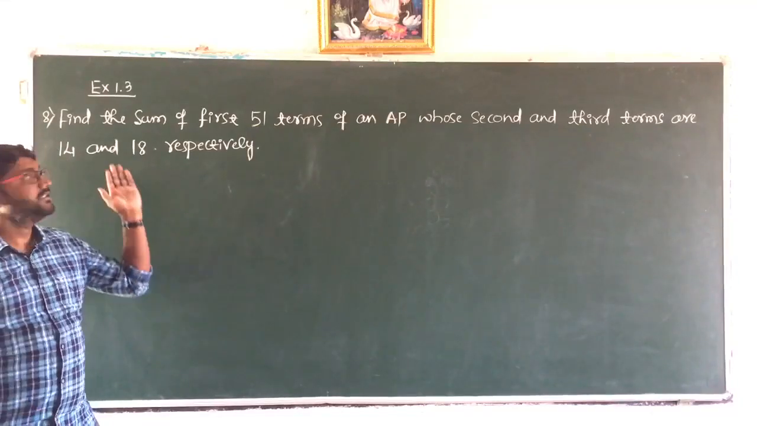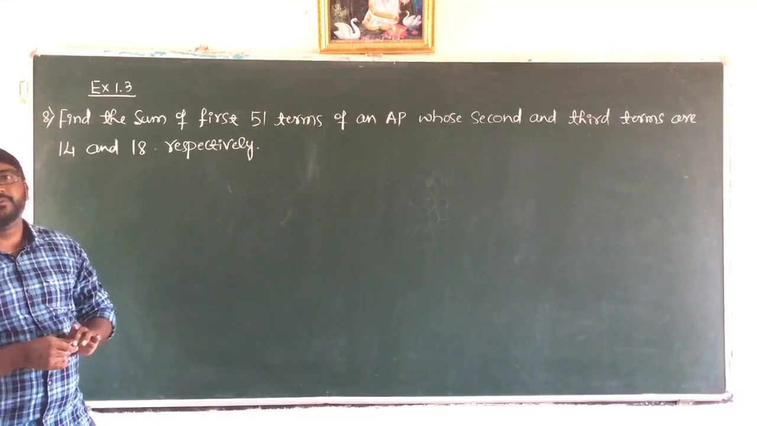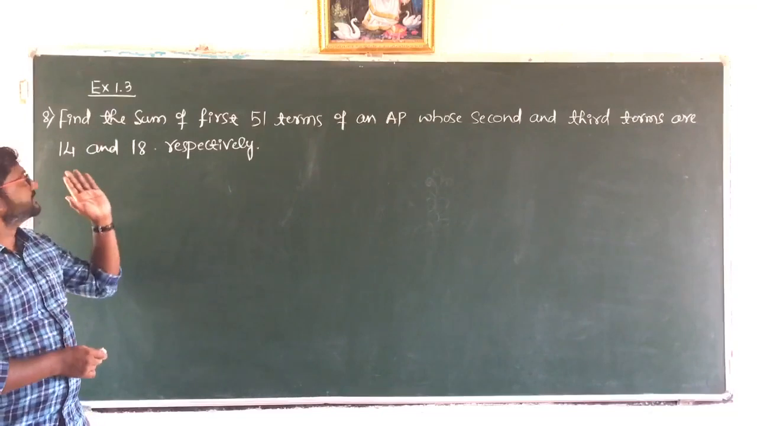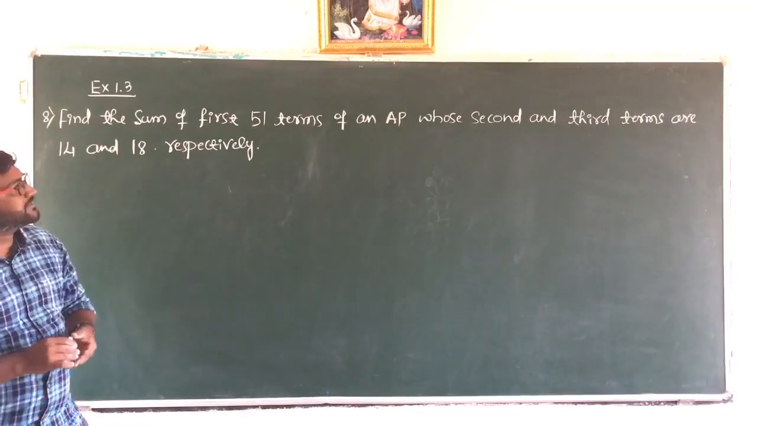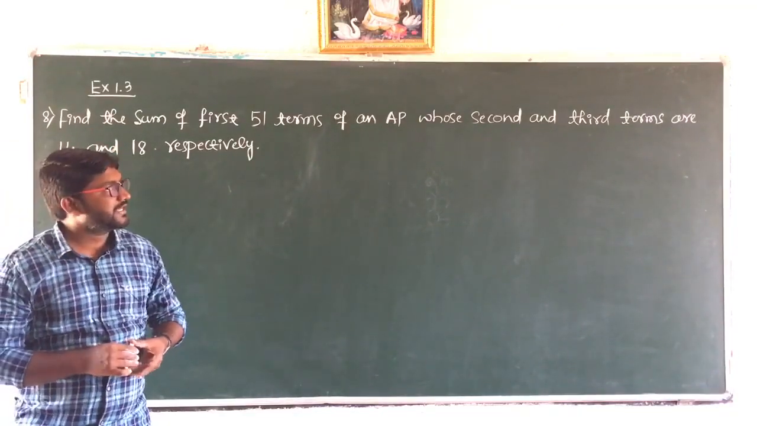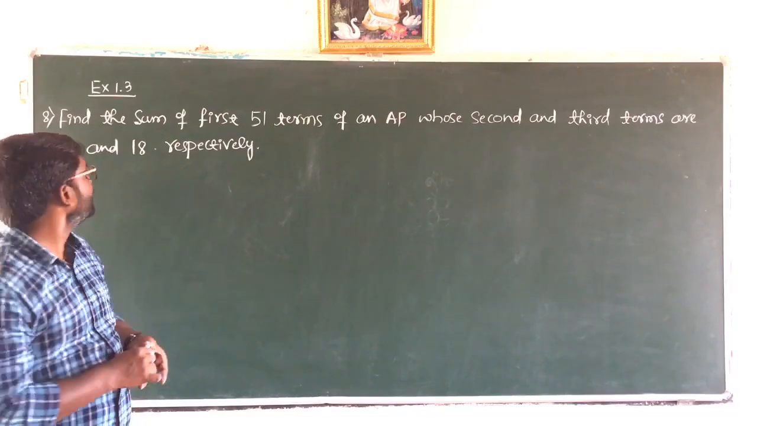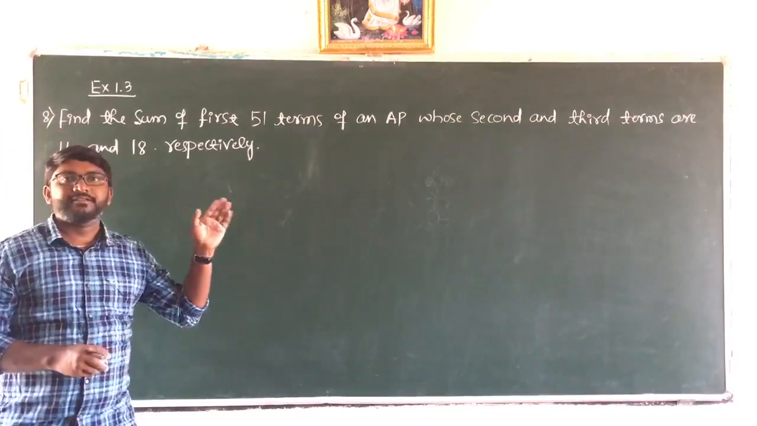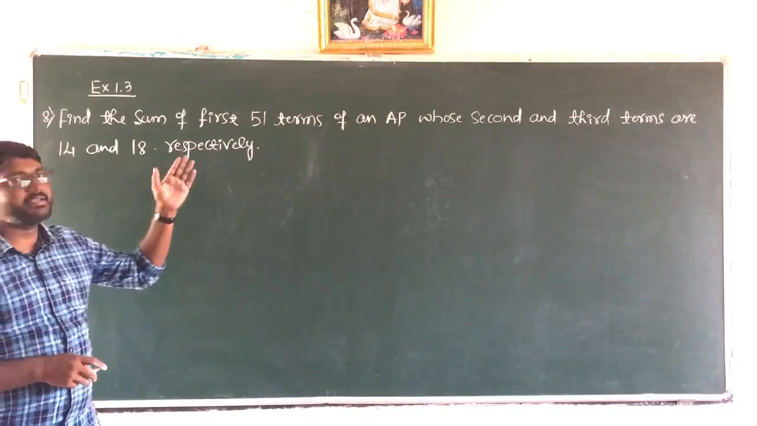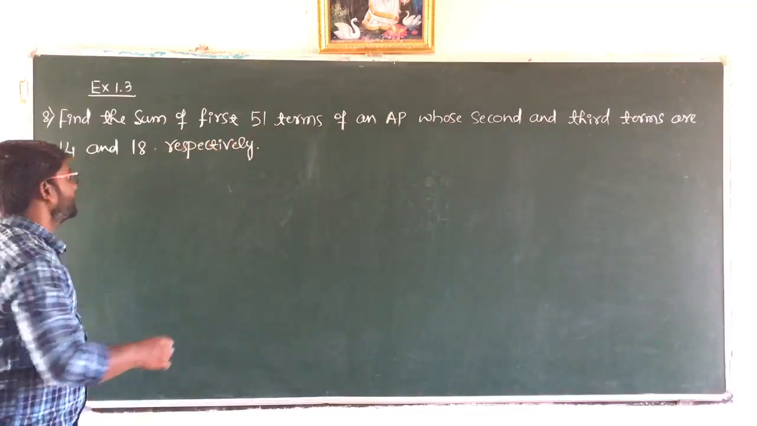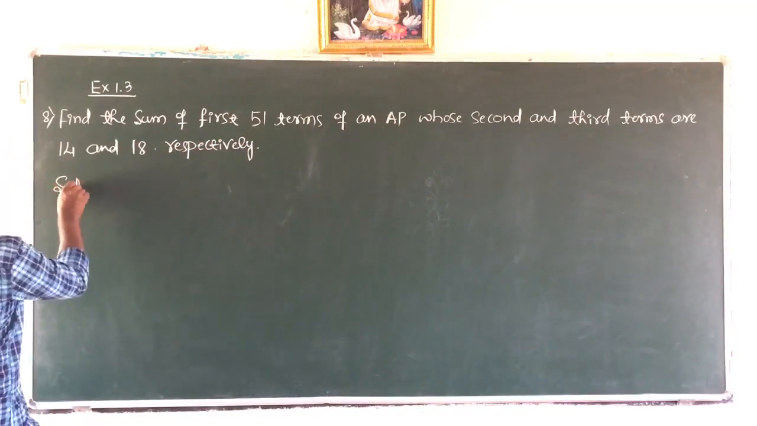Good morning, students. So let us continue with the 8th problem of the exercise 1.3. The question is, find the sum of first 51 terms of an AP whose second and third terms are 14 and 18 respectively. So here we have to find S51. So now see here. We will write the given information.